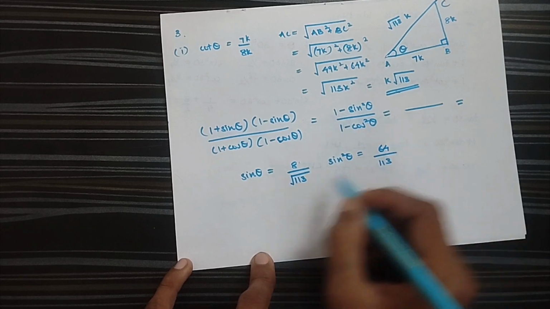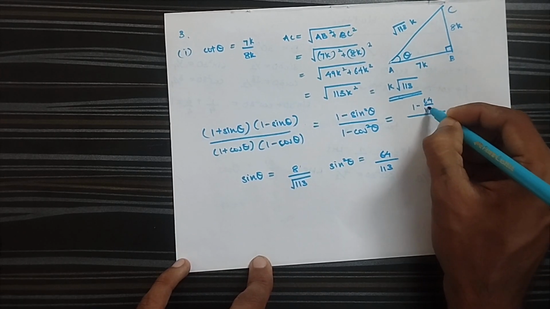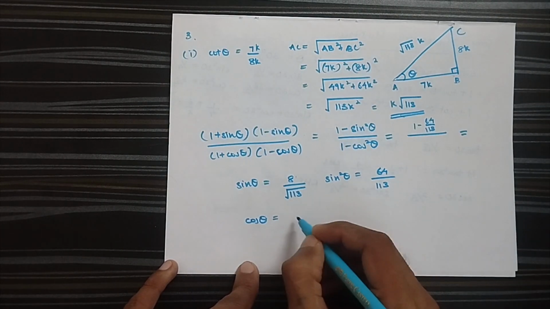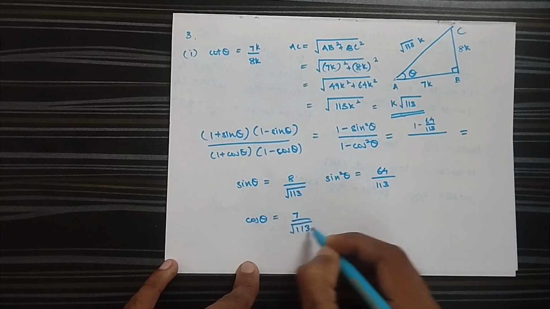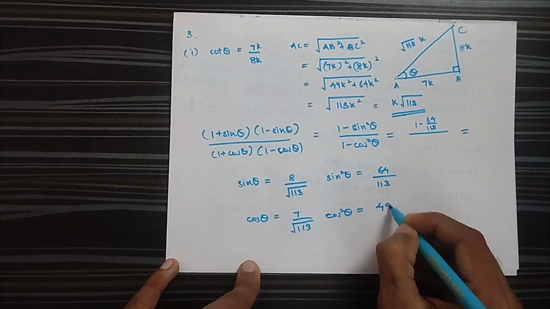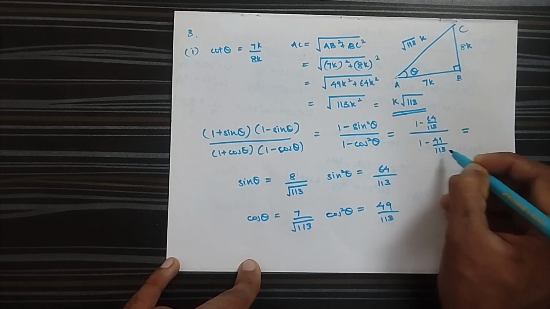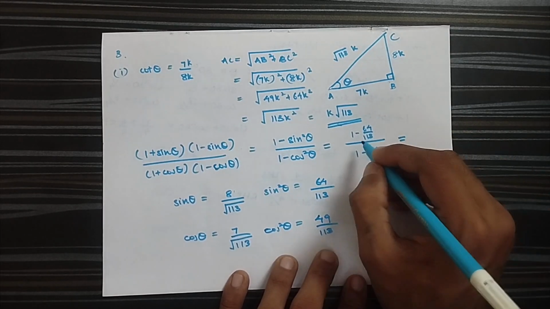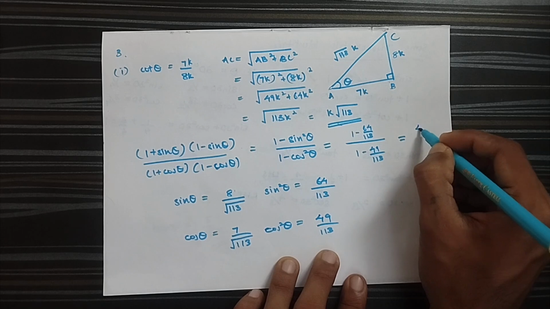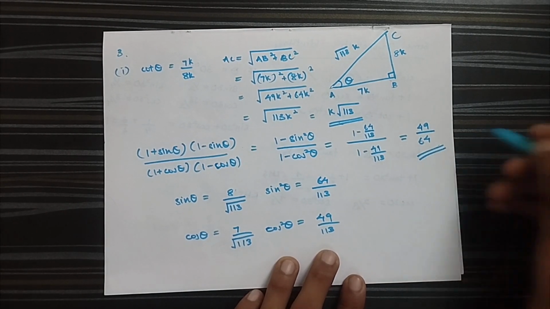So 1 minus sine square theta would be 1 minus 64 by 113, and cos theta we can do the same. Cos theta is adjacent by hypotenuse, so 7 by root 113. Cos square theta would be 49 by 113, 1 minus 49 by 113. So this would mean 113, we take LCM, this would be 49 by 64 would be the final answer.